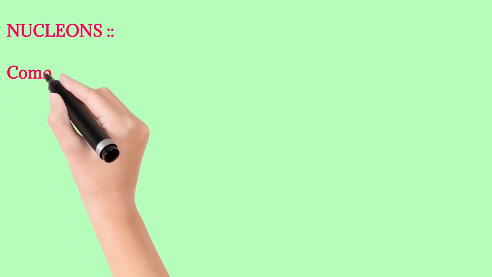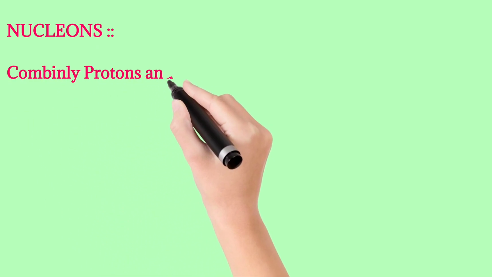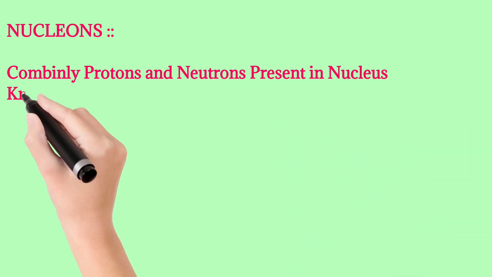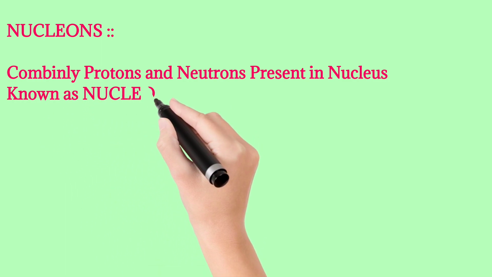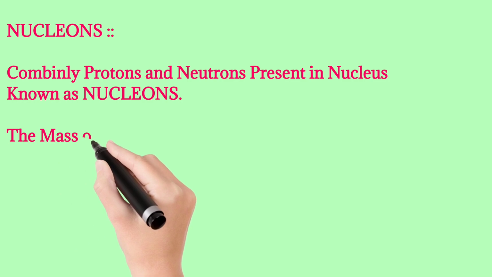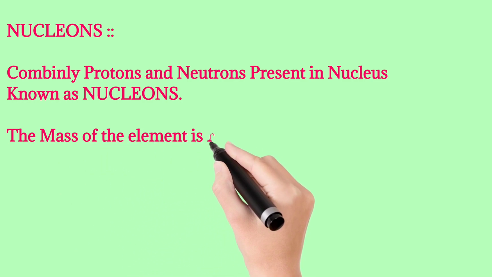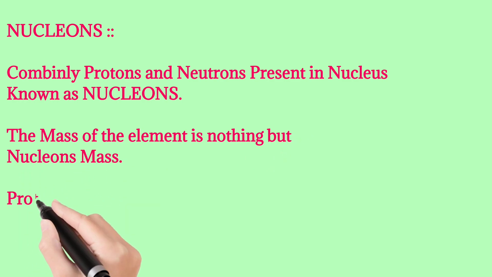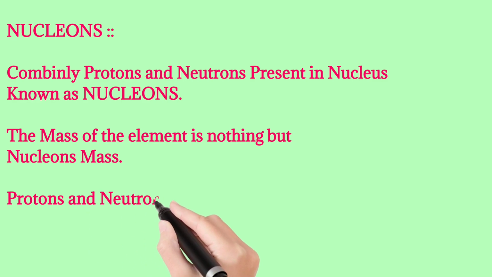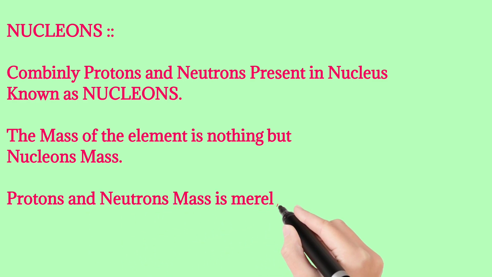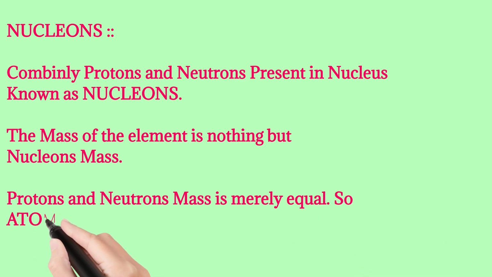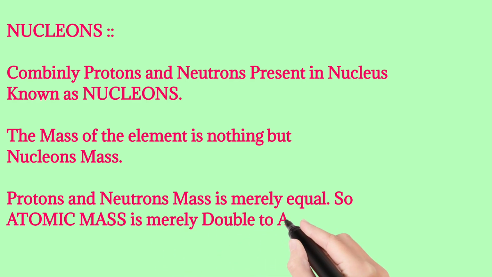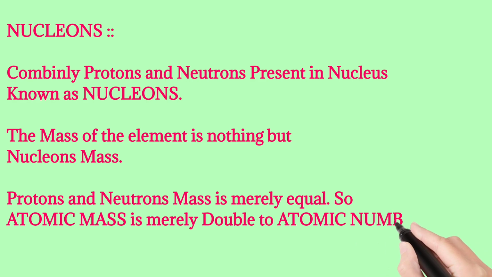Nucleons. Combinedly, protons and neutrons present in the nucleus are known as nucleons. The mass of the element is nothing but the nucleons, because the proton and neutron masses are nearly equal, so the atomic mass is nearly double the atomic number.